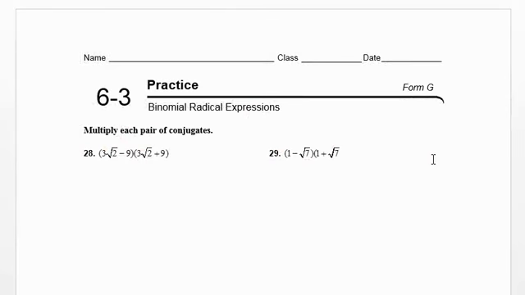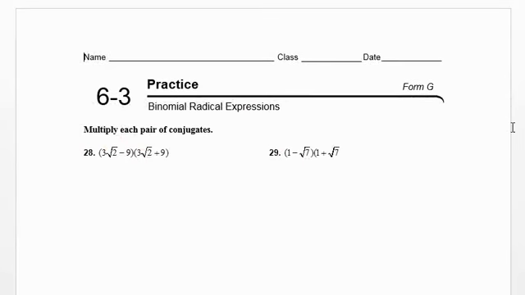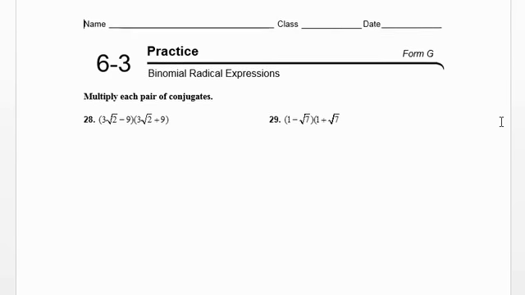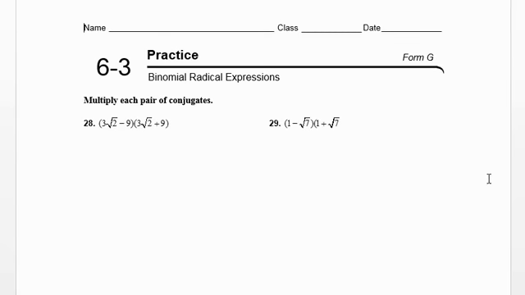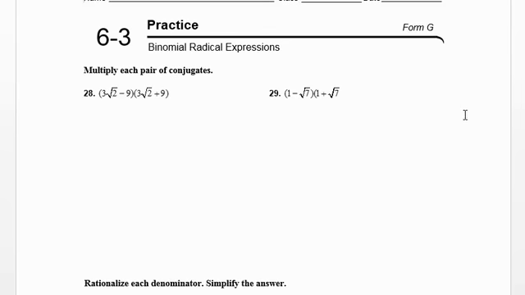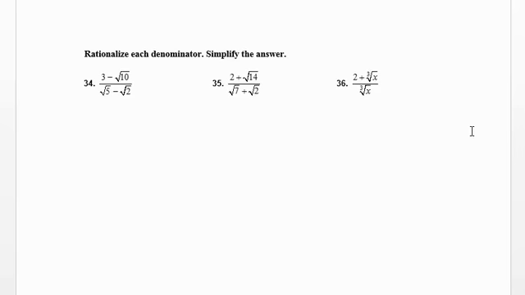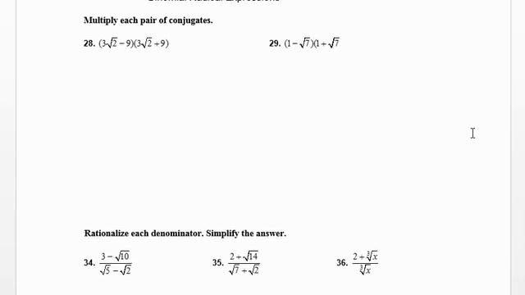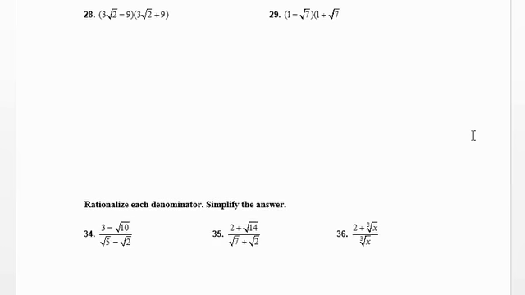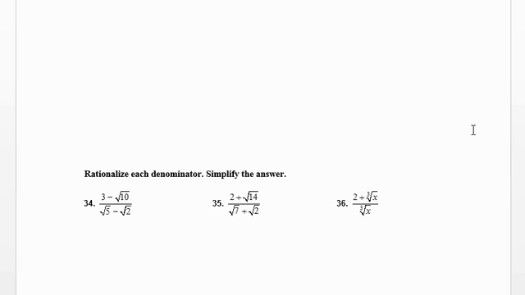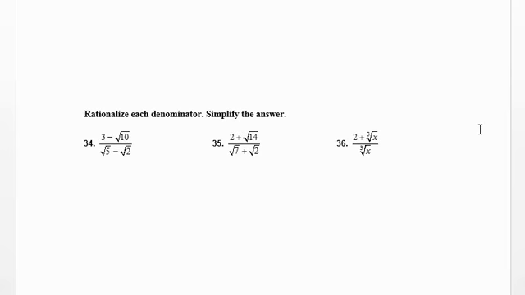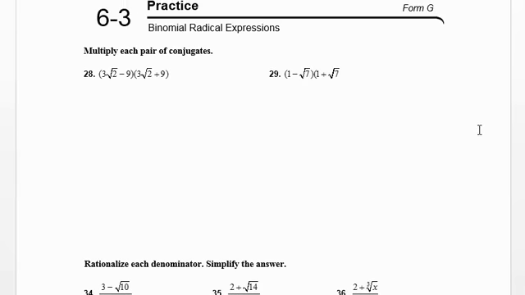For your homework assignment, let's take a look at it. Looks like the first two, you'll multiply each pair of conjugates just to get used to multiplying those conjugates together. And then for the next three, you're going to rationalize those denominators. So you're going to use what you learned about multiplying conjugates to rationalize the denominators of the next three problems.